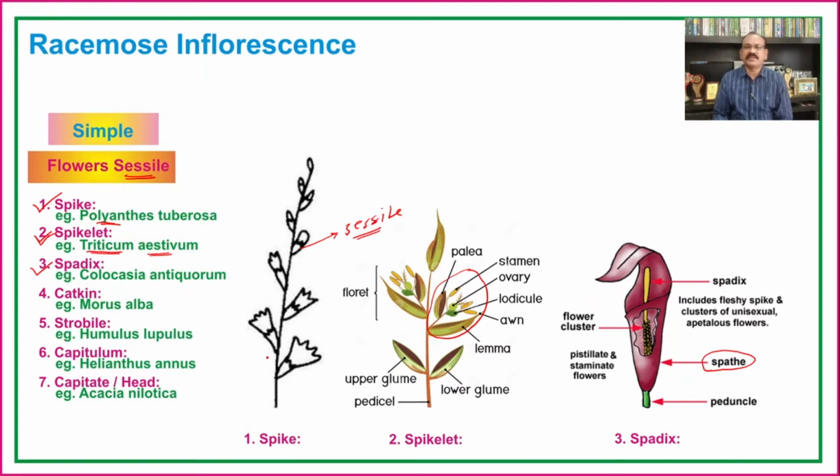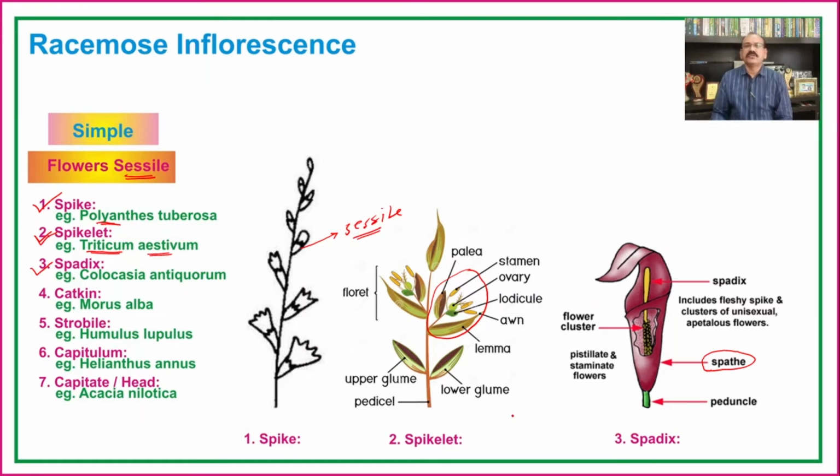So such a type of inflorescence in which the central axis or the stem bears unisexual flowers, that is, male flowers and female flowers, and they are encircled by a bract that is known as the spathe, such a type of inflorescence is known as spadix inflorescence.